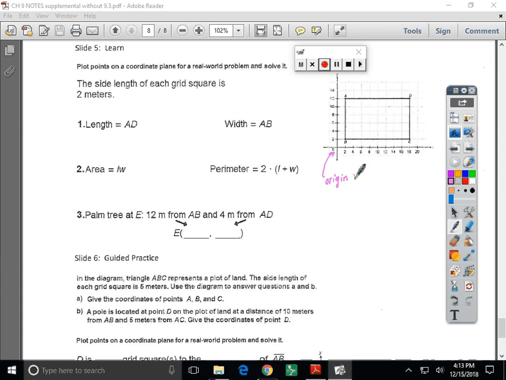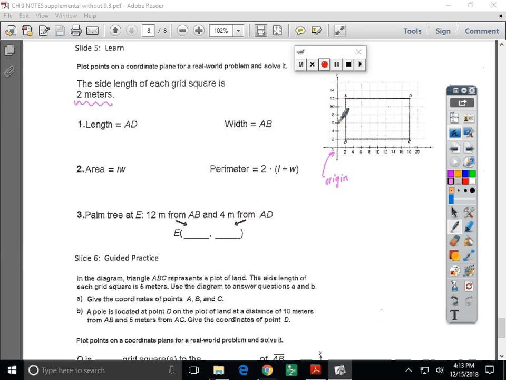It says, plot points on the coordinate plane for a real world problem and solve it. The side length of each grid square is 2 meters. Oh, each side length. We've been counting by ones, and this time they say each side length is 2 meters. Take a look. Starting from the origin, they count 2, 4, 6, 8, 10, 12. And then moving above the origin, on the y-axis, they count 2, 4, 6, 8. Oh, they're definitely using units of 2.